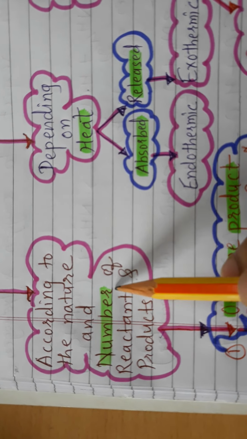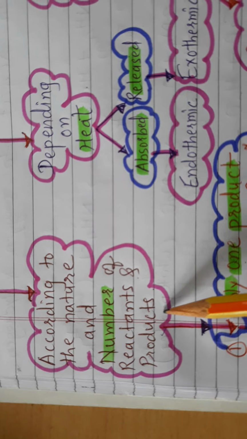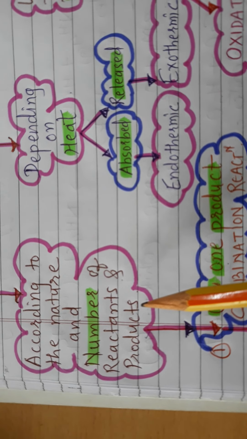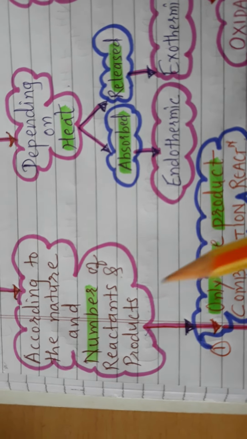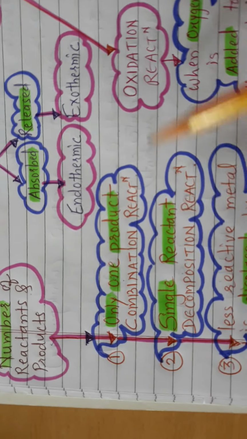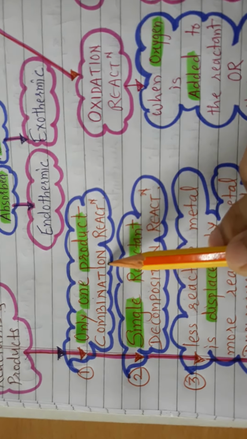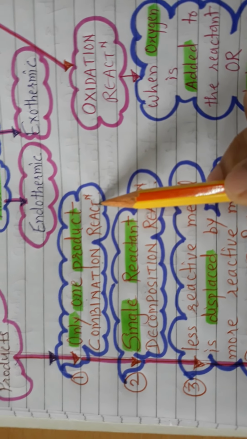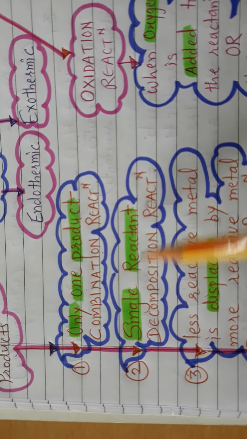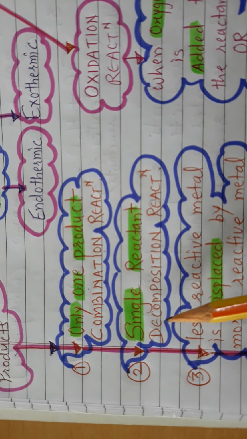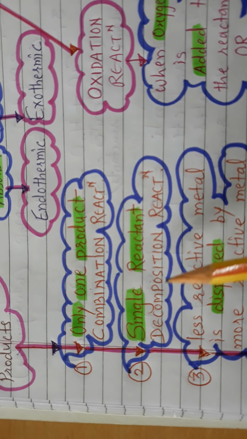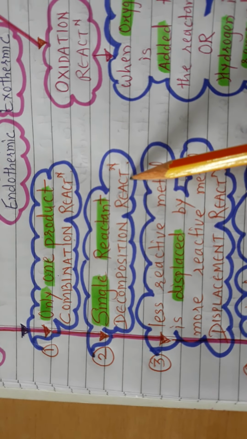So, here the number of reactants and the products is the criterion that is used to classify them. If there is only one product, then that reaction is classified as a combination reaction. If there is only one reactant, then that reaction will be a decomposition reaction.